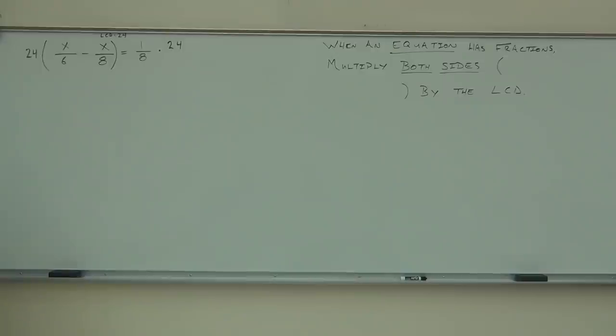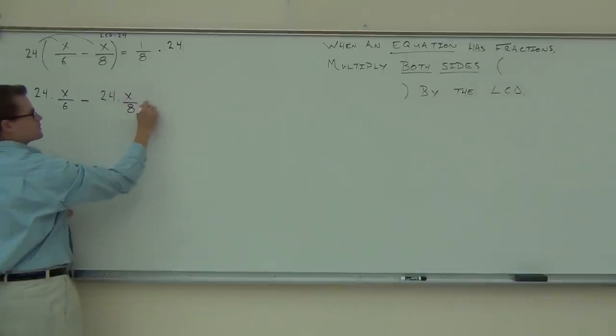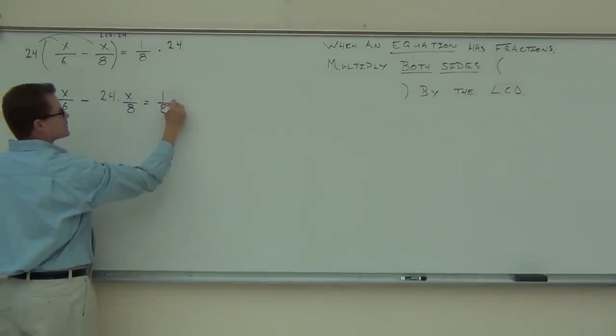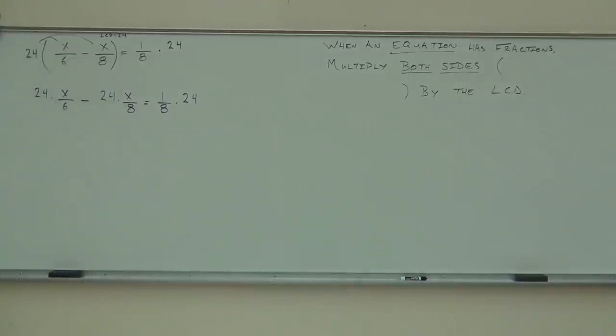Okay. Let's see what happens when we distribute. If we take this 24, does it go to the first one, the second one, or both of them again? How's distribution work? So this goes to both of our inside terms. We'll have 24 times x over 6 minus 24 times x over 8 equals 1/8 times 24.